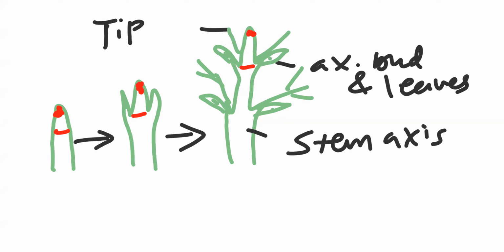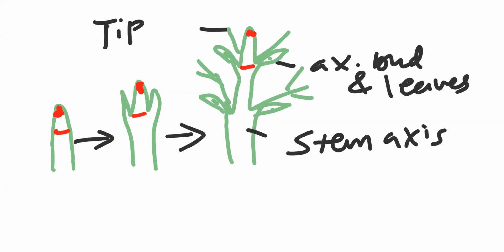This is how the apical meristem helps in growth, elongation of the shoot axis in this case. Same will happen even in a root. Root elongation also happens exactly like this, but there axillary bud and leaves do not form, there it only has to elongate the root axis, because root doesn't have buds and leaves and flowers. So all this happens in the shoot axis, not in a root axis.